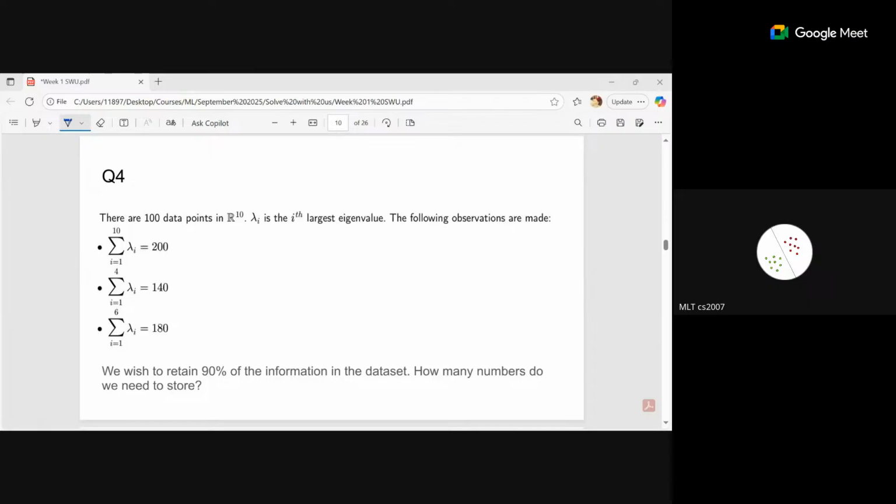The question here is that if these are the information given, and if you want to retain 90% of information in the data set, then how many numbers do you need to store? Remember that you have the data points in R10. Just think about it a little bit.